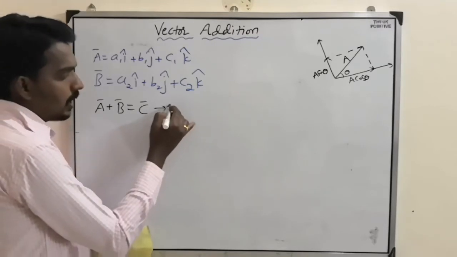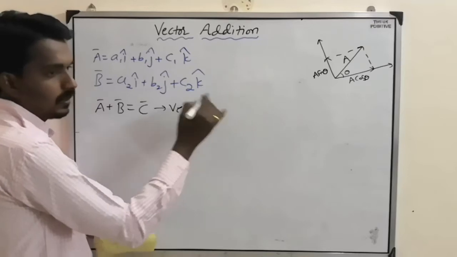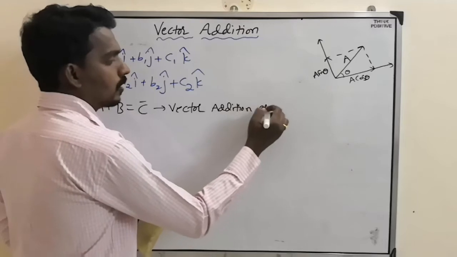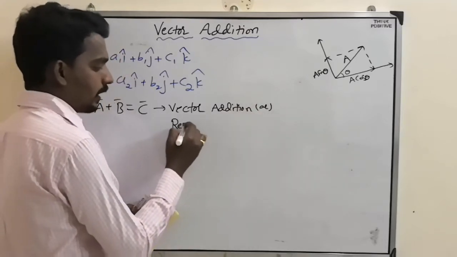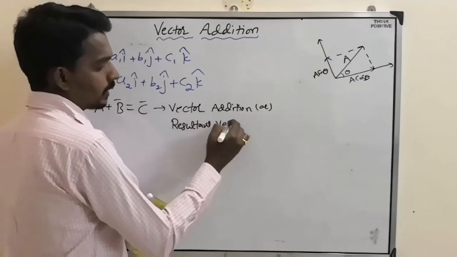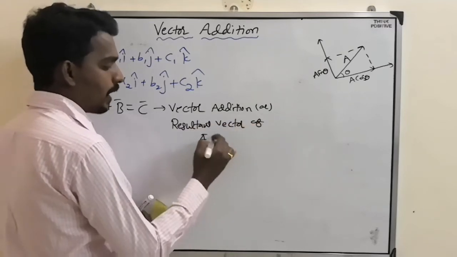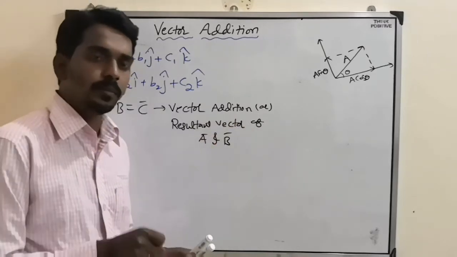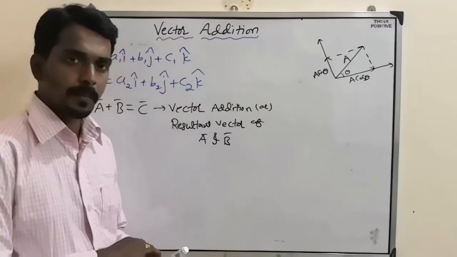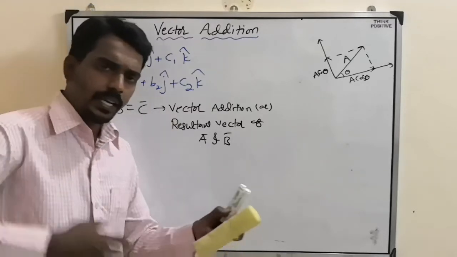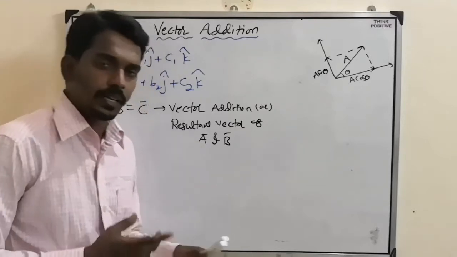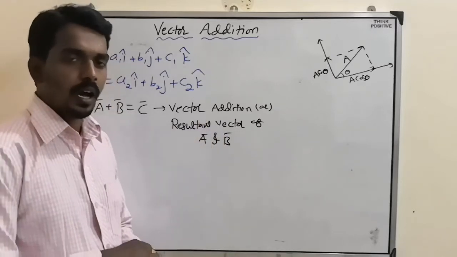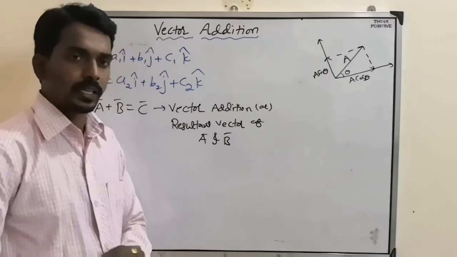This is the vector addition, or you can say the resultant vector of A bar and B bar. Resultant of two vectors is nothing but addition of two vectors. Addition of two vectors gives a third vector, that is the resultant vector, that is nothing but the resultant of two vectors, or simply addition of two vectors.